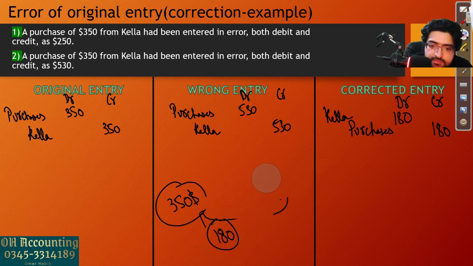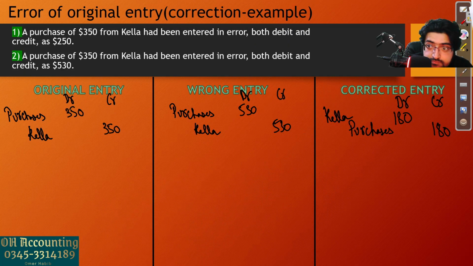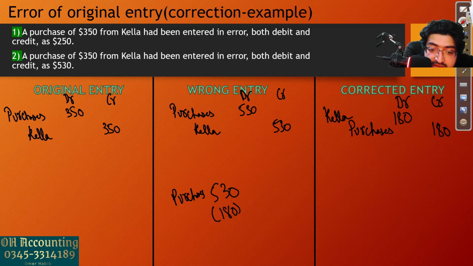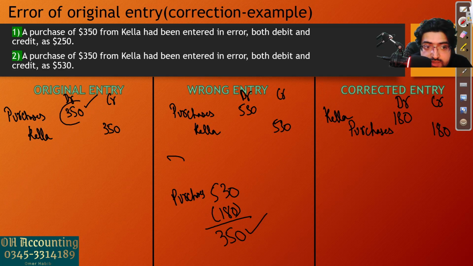See, this is the wrong entry that we made. We recorded purchases as 530. Now in the corrected entry, we are reducing purchases by 180. Matlab, we are subtracting 180 from the purchases account. So 530 minus 180 brings purchases back to $350, which is what we needed in the original entry, as you can see.